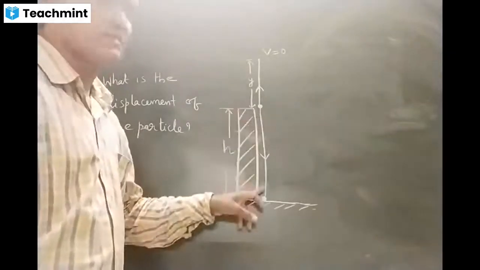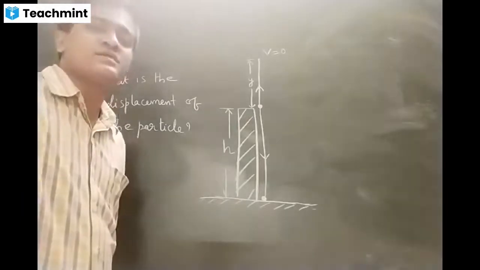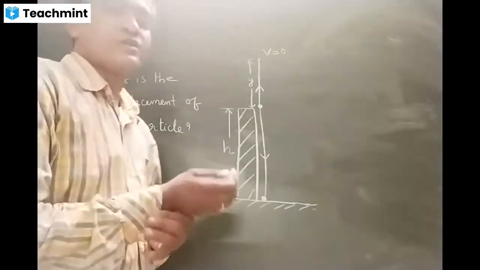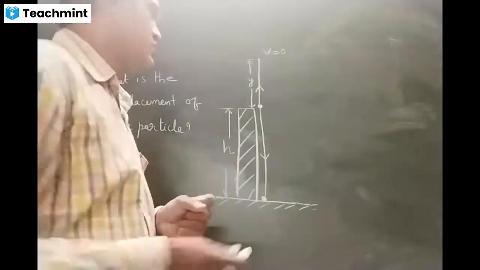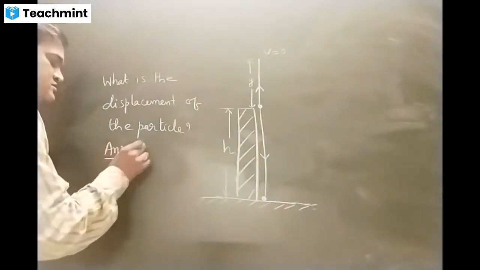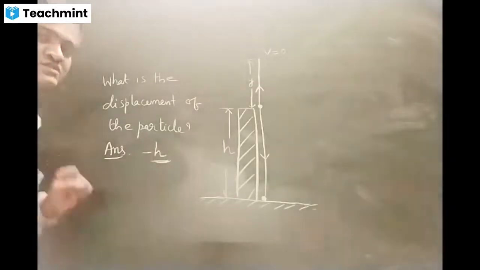So when it is coming in the downward direction, then I will take the displacement as minus h. Why? Because even if you calculate mathematically, you will get minus h. So here I can say that the answer is minus h. Minus h is the displacement.